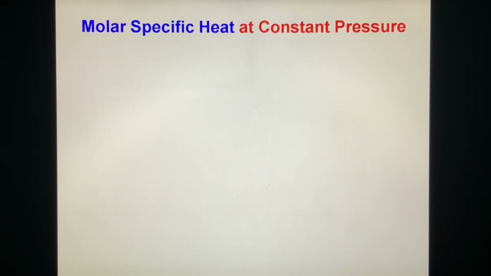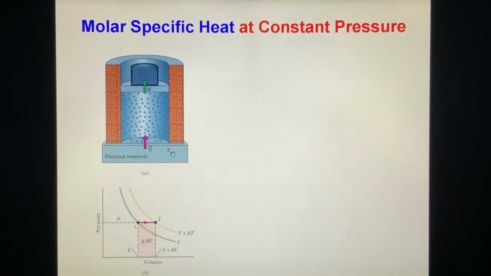Molar specific heat at constant pressure. This is constant pressure. Now we see this one. We put the weight on the piston constant, so whatever the gas does as it expands, the pressure is the same. And here you can have a heat exchange with a heat reservoir. From the initial state at constant pressure P to the final state, we have V plus delta V, T plus delta T, and so on.